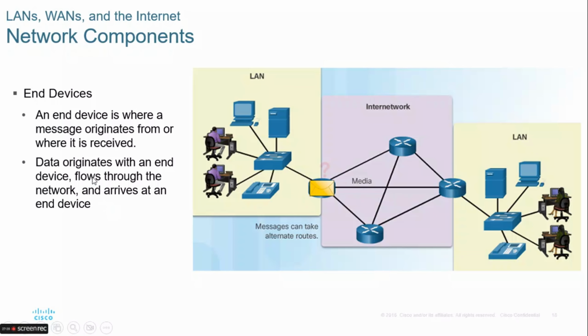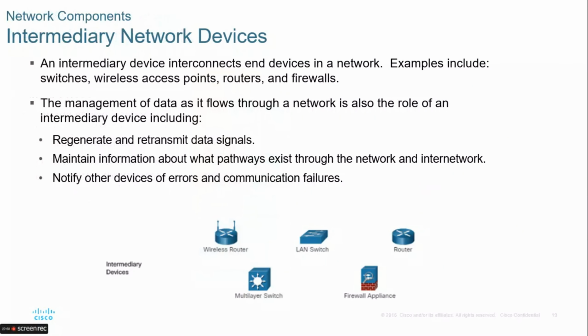This aspect of flowing through the network, this is the aspect of the media. It passes through the media. You can see this is the LAN, this is the LAN. Data is moving from this particular router to this particular LAN. So messages can take alternate routes, and those alternate routes are determined by these devices that we call routers. I'll discuss more about that and what they do.